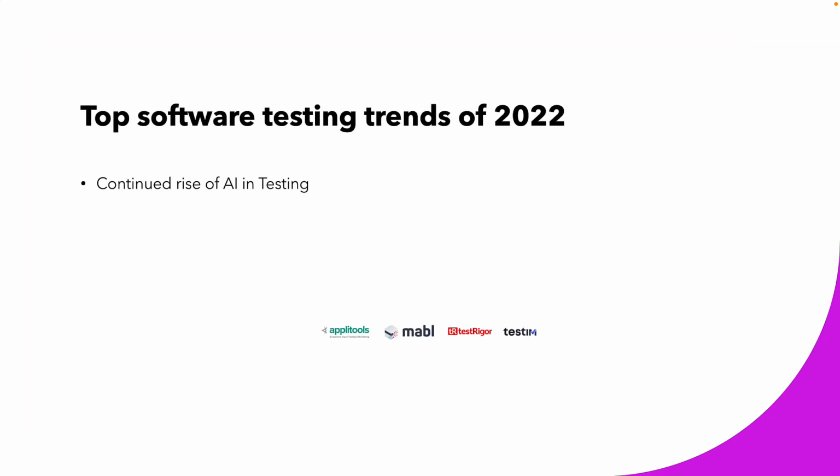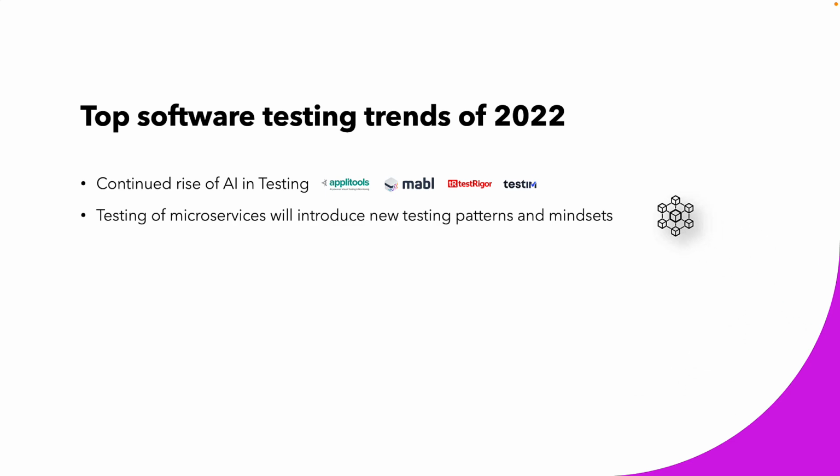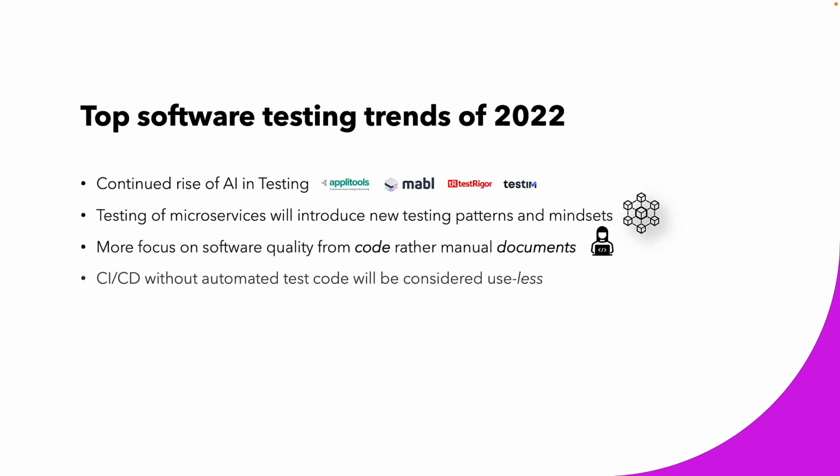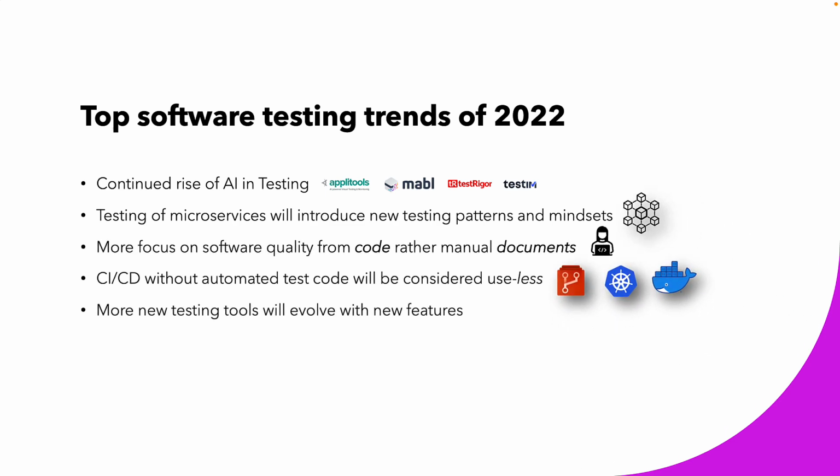We are going to have a continuous rise of AI in testing, and testing of microservices will introduce new testing patterns and mindset. More focus on software quality from code rather than manual documentation. CI/CD without automated test code will be considered useless, and more new testing tools will evolve with new features. So let's see each one of them one by one in a bit more detail.